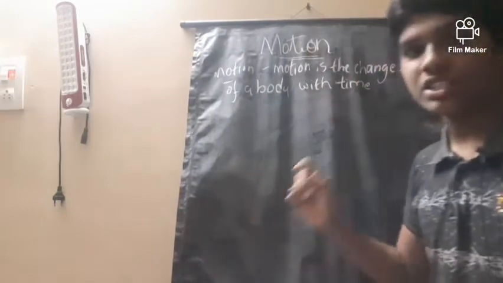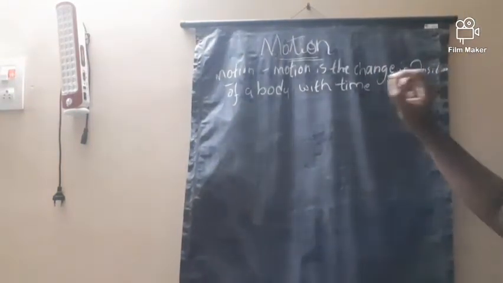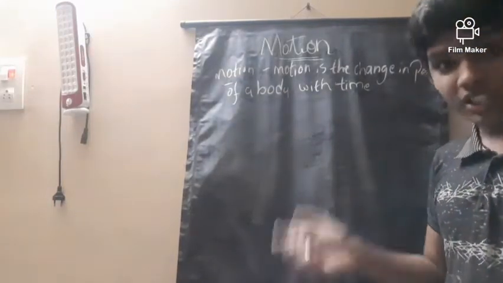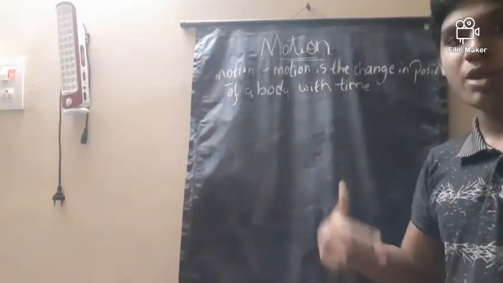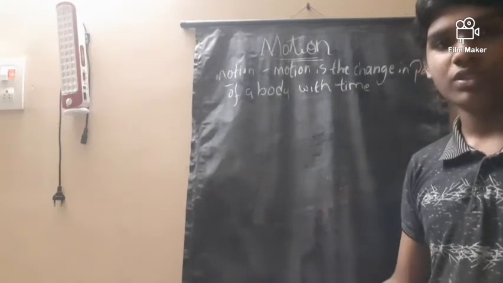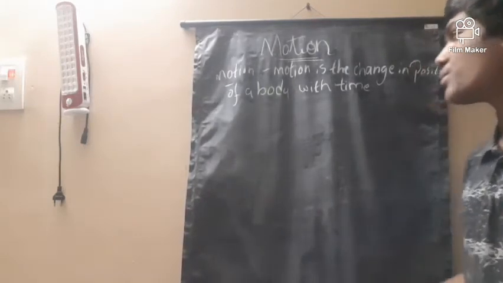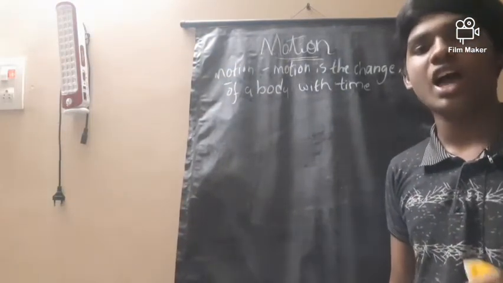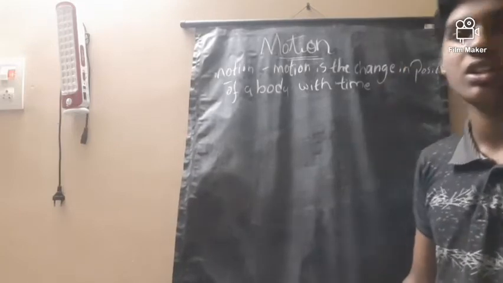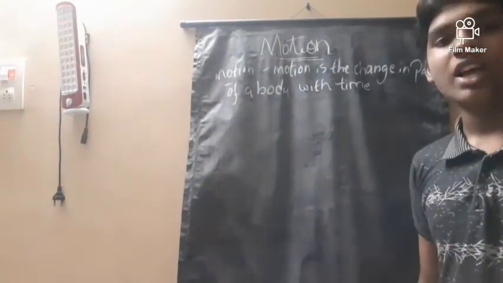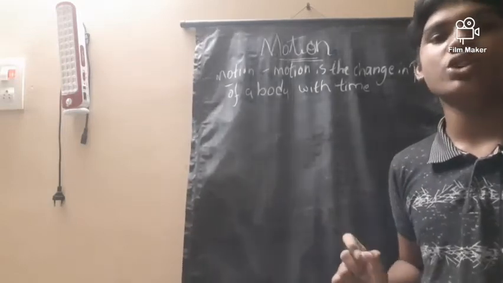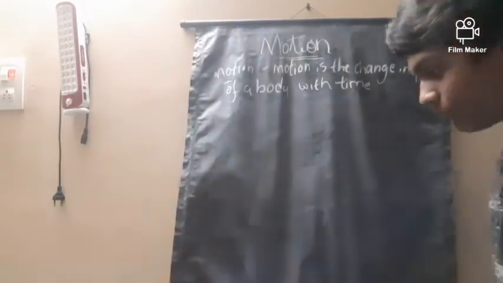Now let us see the definition. Motion is the change in position of a body with time. Let us see the example first. I changed my position with the help of time. Is it? Yes. That changing of position with the help of time is called motion. Once again I repeat, the changing of position with the help of time is called motion. Simply we can say.